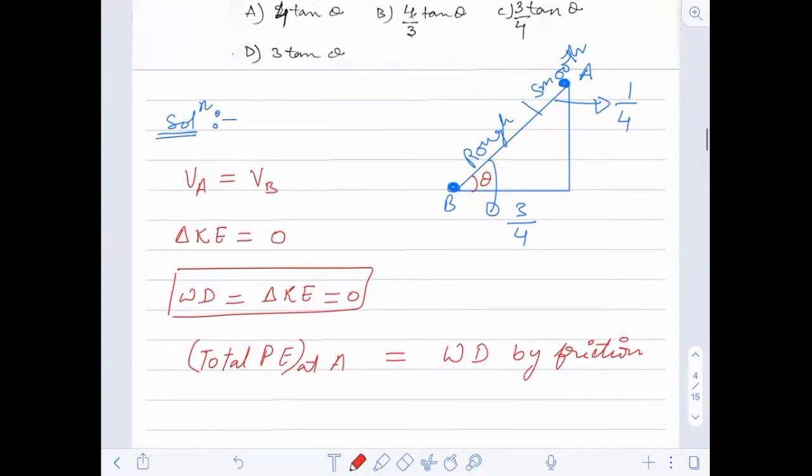Understood? Now, what will be the total potential energy if I'm assuming the total length? Okay, I'm assuming that the total length is L. If this total length is L, what will be the total potential energy? What will be the total potential energy?